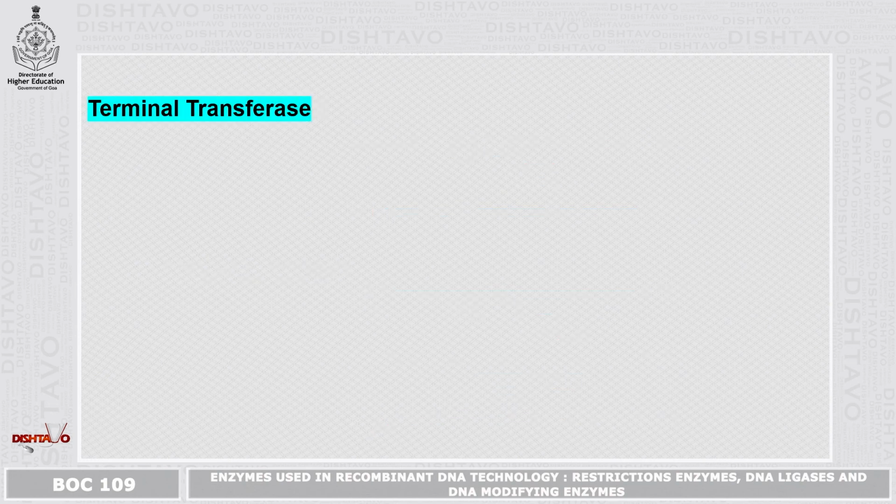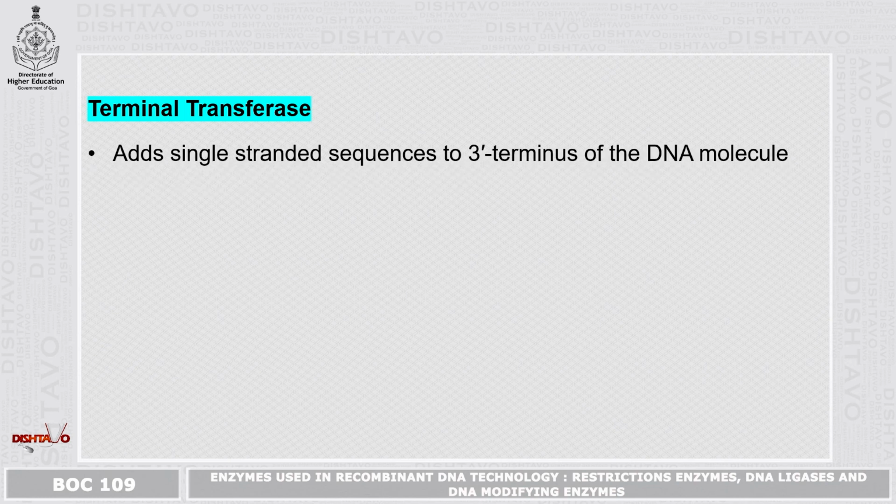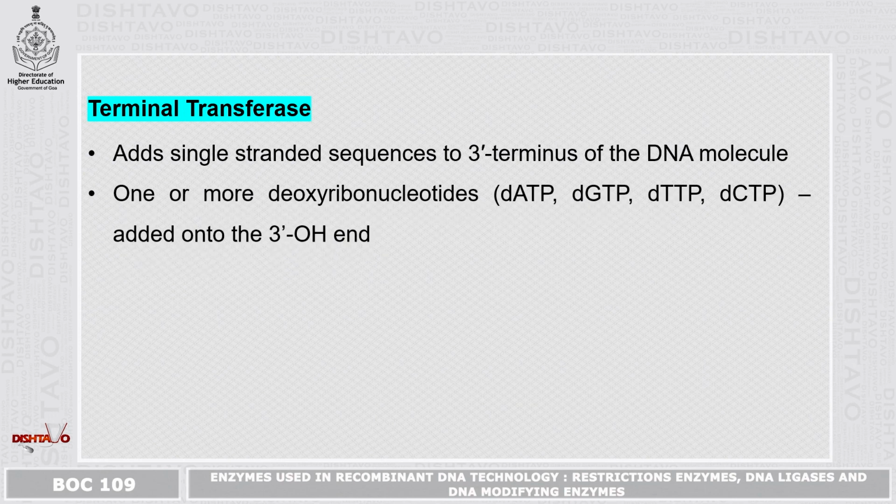The third DNA modifying enzyme is terminal transferase. It is also known as deoxynucleotidyl transferase enzyme. It adds single-stranded sequences to the 3' terminus of the DNA molecule. One or more deoxyribonucleotides, that is dATP, dGTP, dTTP, dCTP, are added onto the 3' OH end. Therefore, it extends a homopolymer tail, and this phenomenon is called homopolymer tailing.